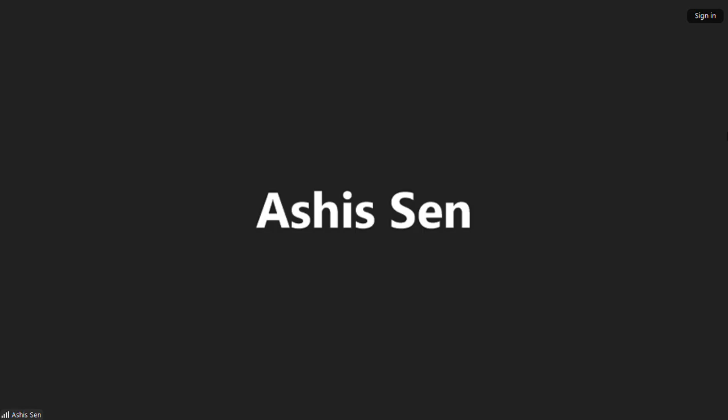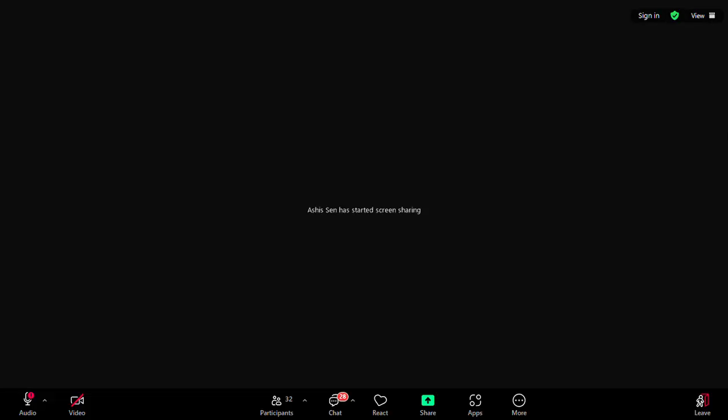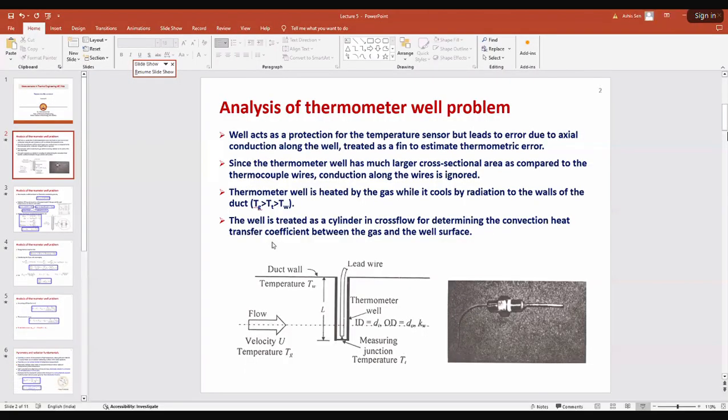Hi, sir. I have some questions. The question is, what is the purpose of having the well actually? Is it to get a stabilized reading from the measuring junction?